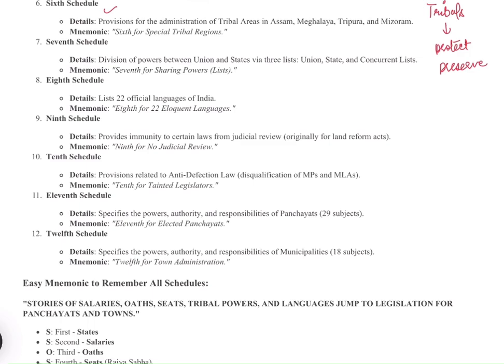Next thing is the sixth schedule. It talks about administration of tribal areas in four states, because in those four states the proportion of the ST community is a little bit more than in other states. So these four states require another kind of rules and regulations, and that is the reason they have been given an altogether different schedule, that is the sixth schedule.